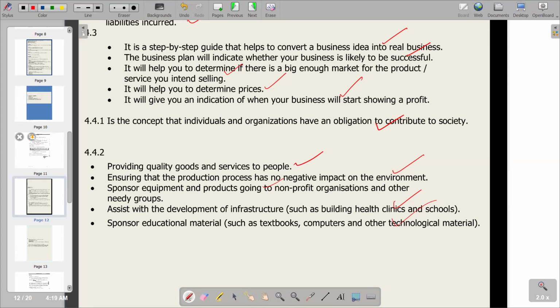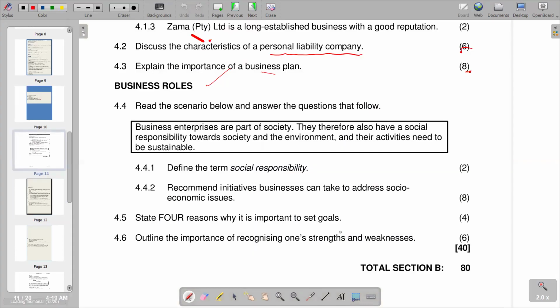So this is what we have on 4.4.2, and we see that the question has 8 marks. So at least 4 points can lead us to get our 8 marks. The next one is saying state 4 reasons why it is important to set goals, which is also 4 marks. State 4 reasons why it is important to set goals.